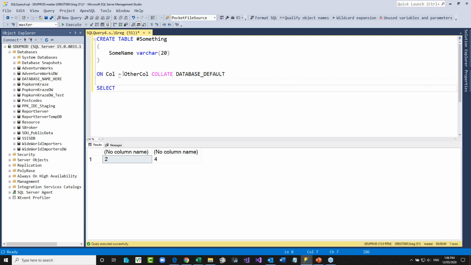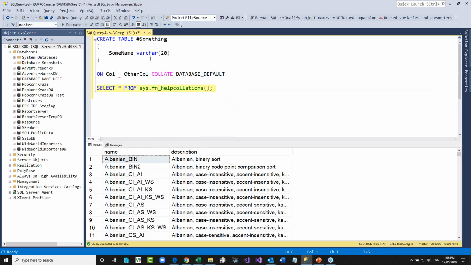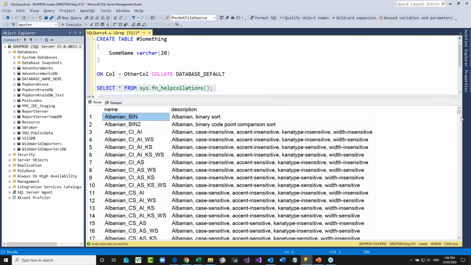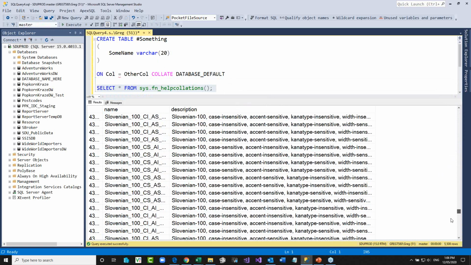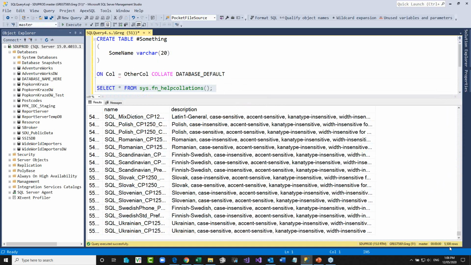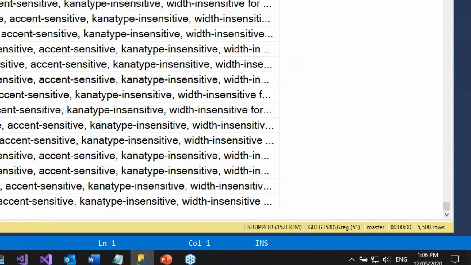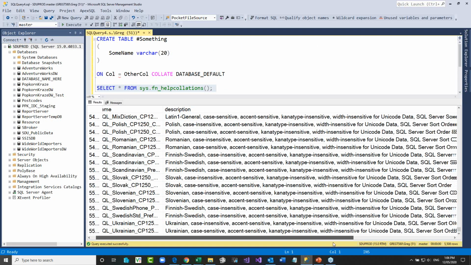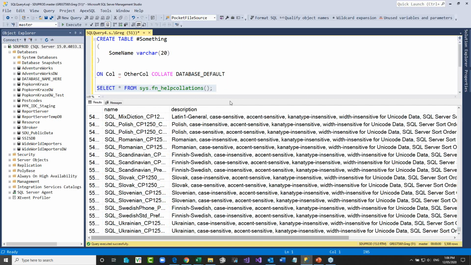Now, to get an idea of the ones that are there, do a select from sys.fn_helpcollations, and you'll find there are a large number of collations that SQL Server supports out of the box. There's a big list of these, right? In fact, this one here, 5,508 different collations. So that's a powerful set of collations in terms of what it does.